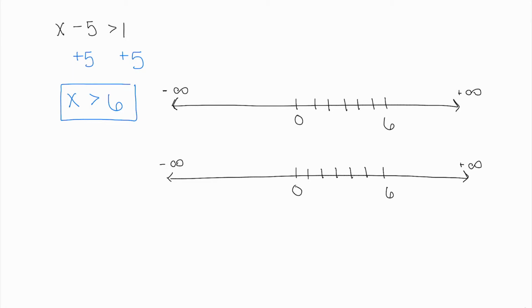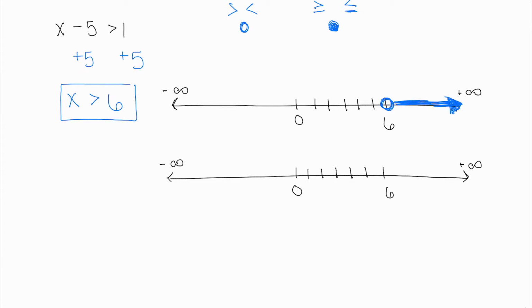One way to graph it is to go to 6, and for this one we would put an open circle. If it's a greater than or less than, you would use an open circle. If it's greater than or equal to or less than or equal to, you would use a closed circle. And for the inequality, since it reads as x greater than 6, we would shade to the right side, or towards the positive infinity.